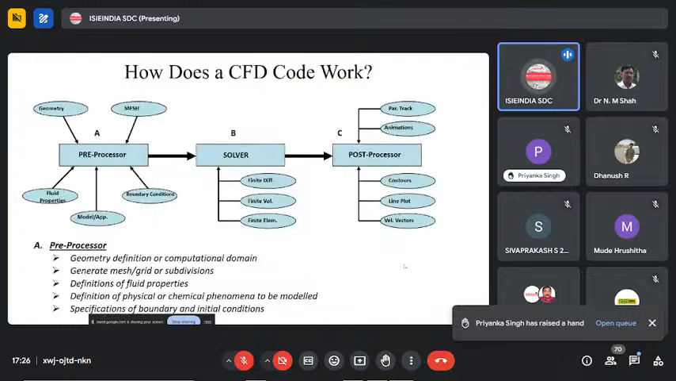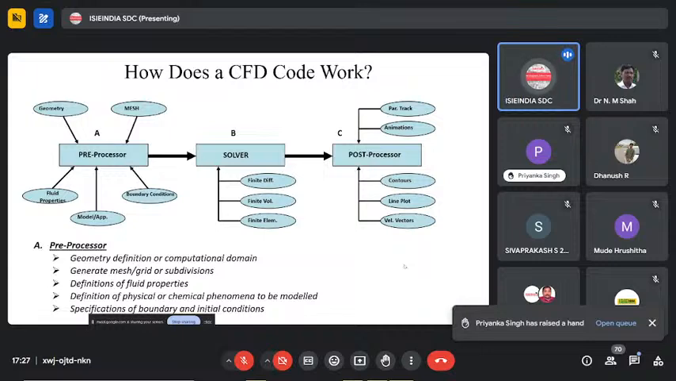So this is a broad diagram of how a CFD code works in the software, because basically we perform an analysis in the software. There are various software, like ANSYS Fluent, Abaqus. So in ANSYS Fluent, we should know how this CFD code works in the background, what steps we have to follow to analyze any of the problems we have in a CFD software.